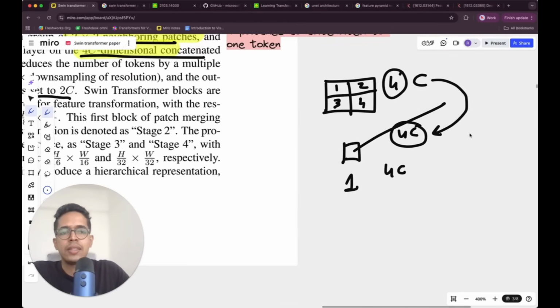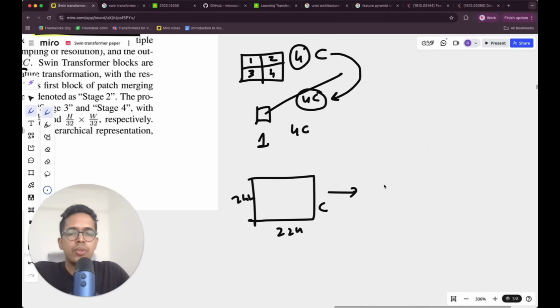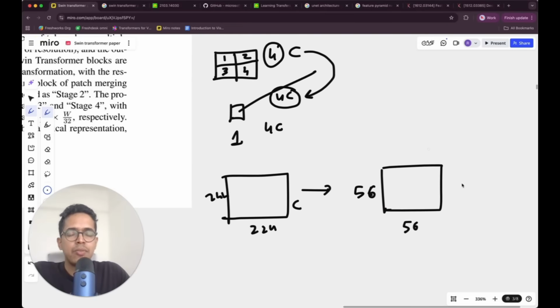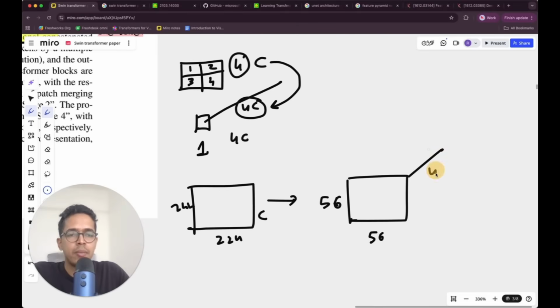Then what is done is, so earlier what was done was, if you had an image of 3 channels, so let's say this is 224 by 224 by 3, you will divide this into 224 divided by 4, which is what? 56. This will become 56 by 56, and each patch will now be 48 dimensional. So this channel dimension will be 48, something like this.